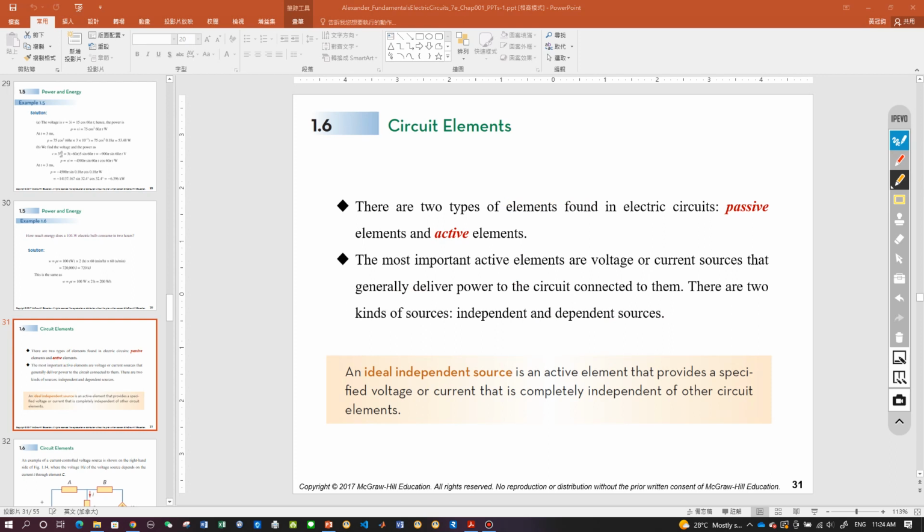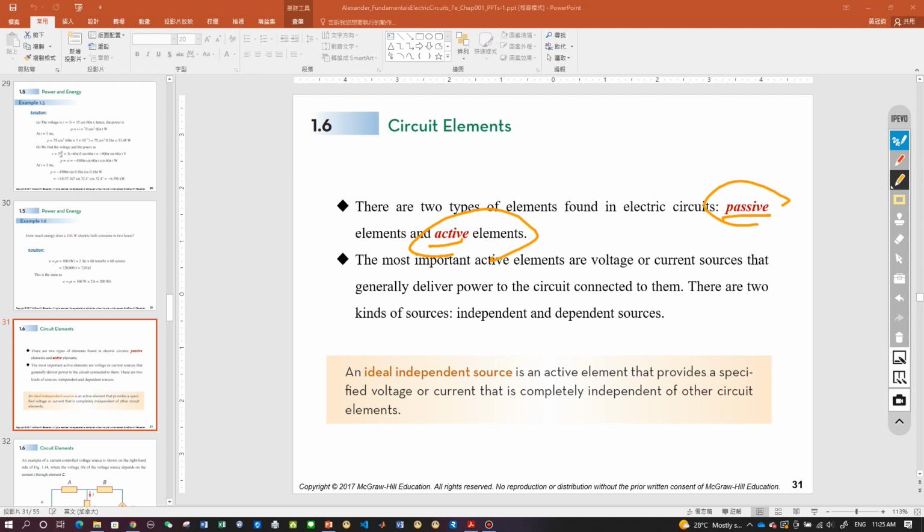I think that's the most important section in this chapter, because when we were in senior high school or junior high school, we didn't talk specifically about passive and active. Passive is what? We are talking about three things: resistor, capacitor, inductor, 电阻、电容、电感. Call it passive, 被动式元件. Okay, active. Here we're talking about batteries or power sources, but in this electric circuit course we are talking about two special things.